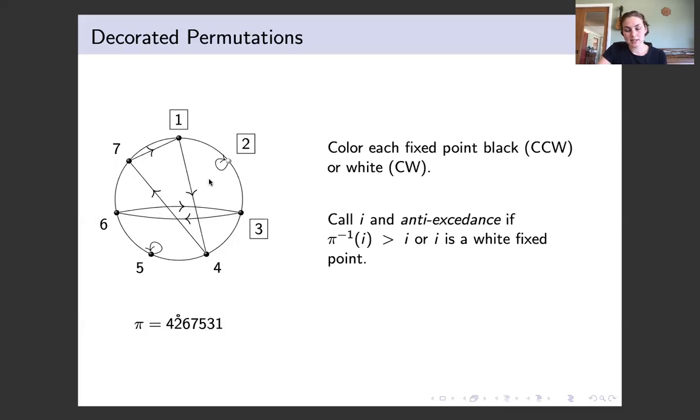An important statistic about decorated permutations is its anti-exceedances. We call a number i an anti-exceedance if its inverse is greater than i, or if i is a white fixed point. So we have 3 anti-exceedances in this particular decorated permutation pi. They are boxed. 1 is an anti-exceedance because its inverse is 7, which is greater than 1. There's a similar story for 3, and then 2 is a white fixed point.